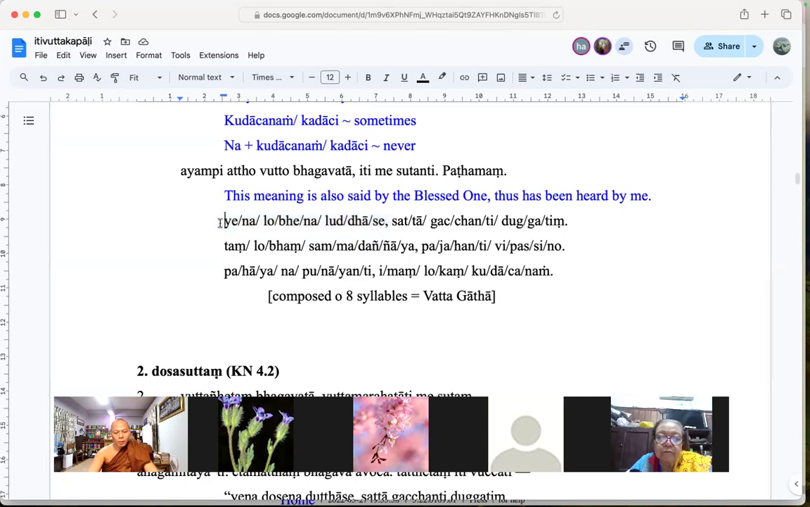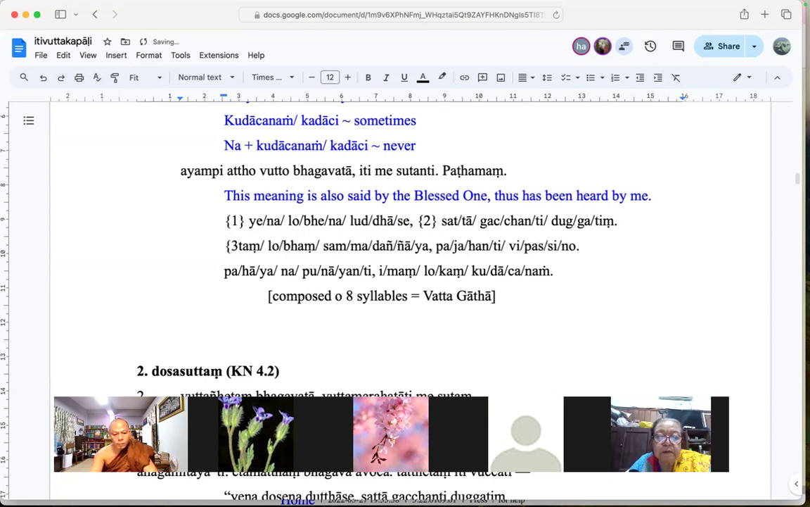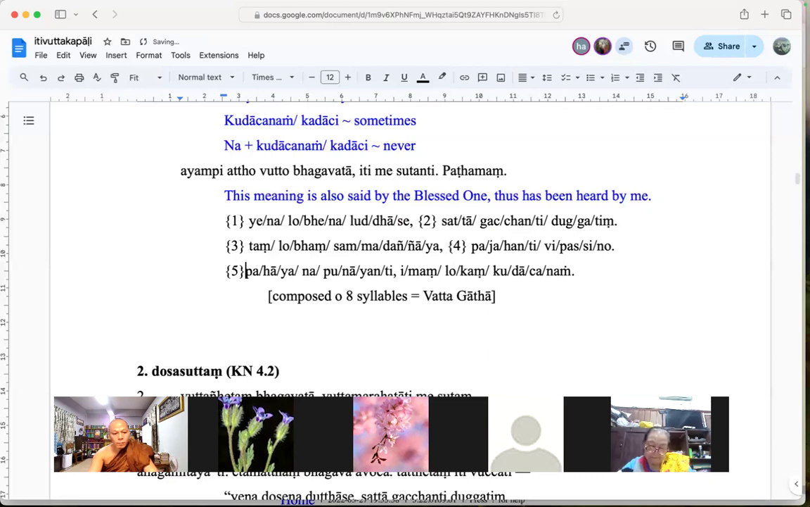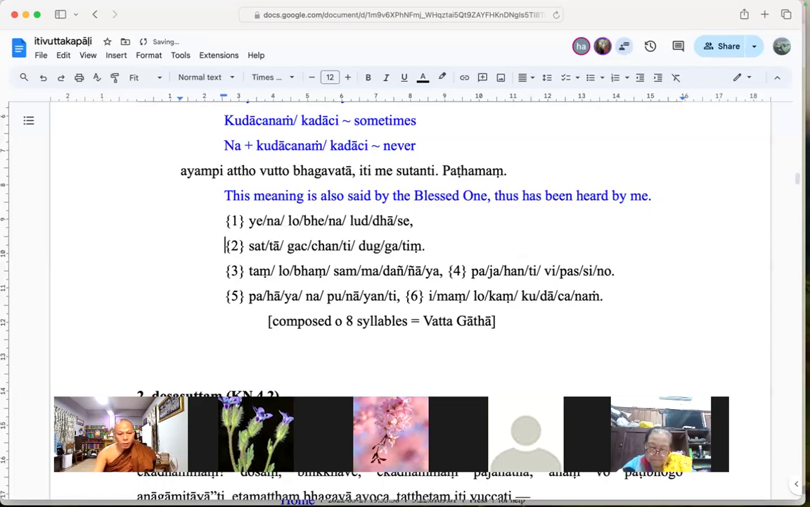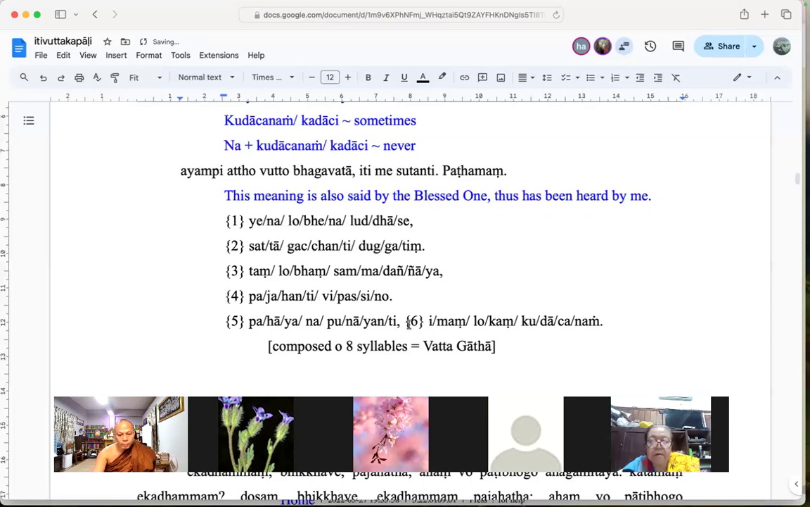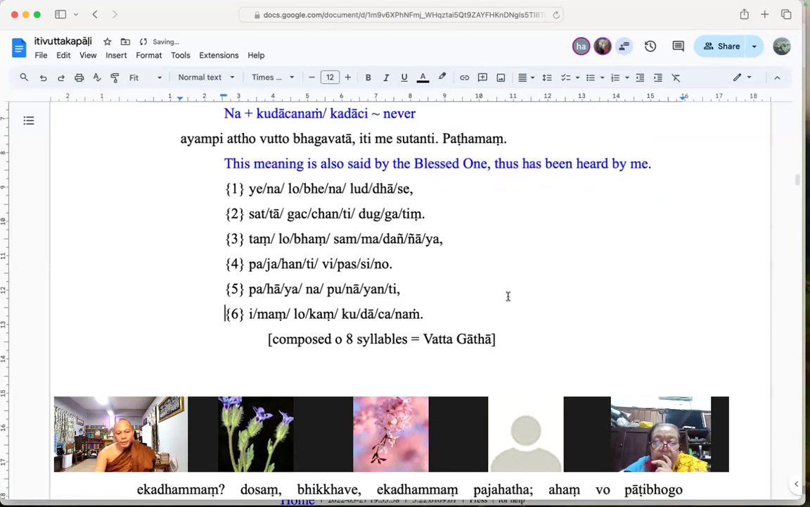So this one is 1 line. Okay, that is why I will number them. So that is the first line. And then next one. This one is the second line. And that line, and the fourth line, and the fifth line, and then the sixth line. Okay, to see clearly, every line has 8 syllables.